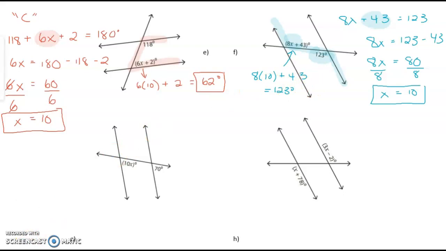Okay, 2 more. So next one, if we look here, we have an F pattern, okay? So that means these two angles are the same. So we're going to set it up. Actually, I'll use black to write, just so we can tell the difference. Oh, that did not go to black. Whatever. 10x equals 70. Okay? So in order to solve, we have to divide by 10, and then x equals 7.